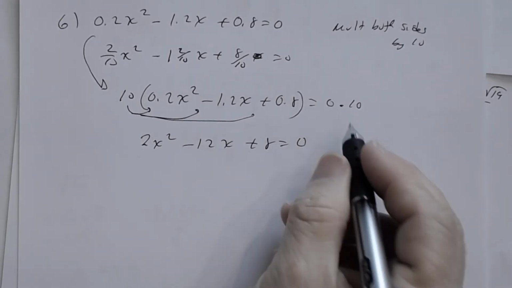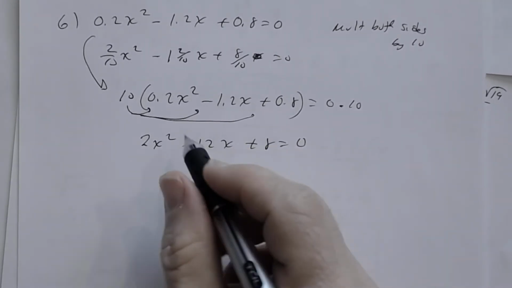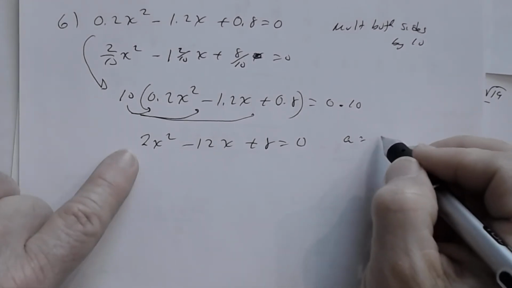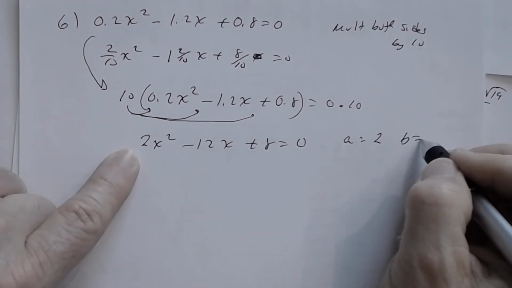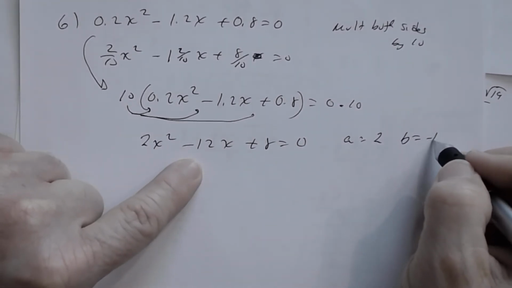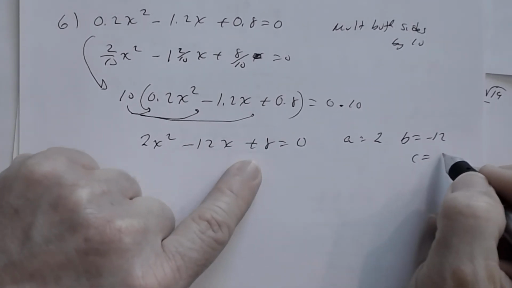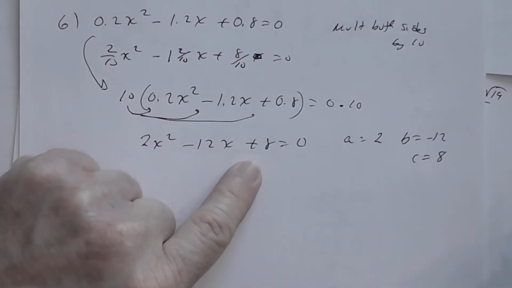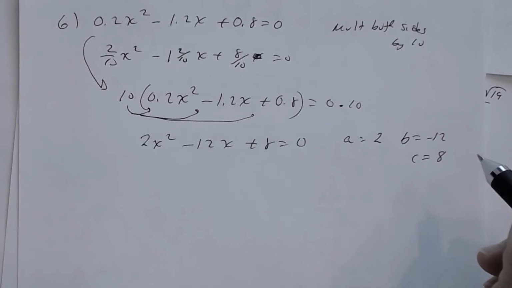Equals 0, because 0 times 10 is 0. So now it's in standard form, and notice A is an integer, B is an integer, and C, which is a constant, is also an integer. So see, it makes things a lot easier for you. Now you just use your quadratic formula.